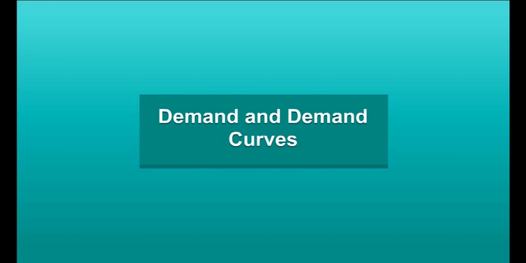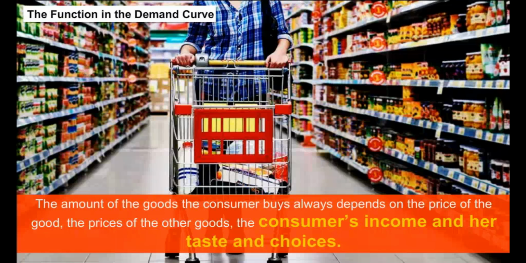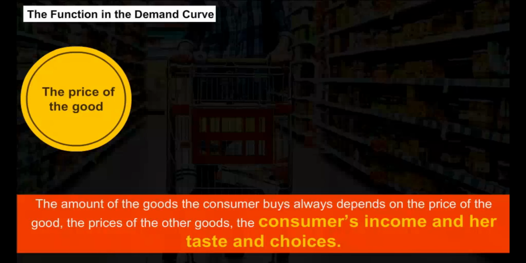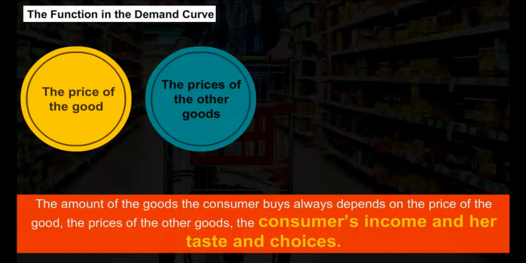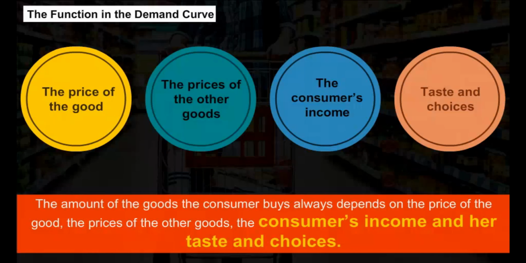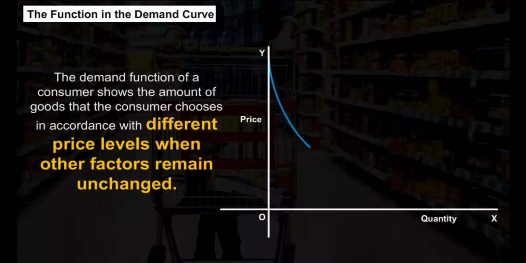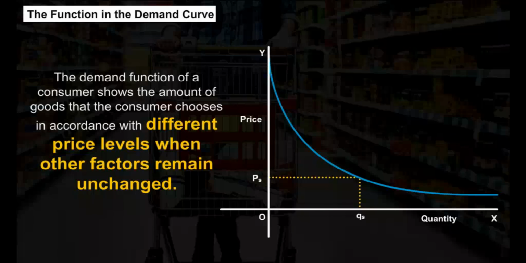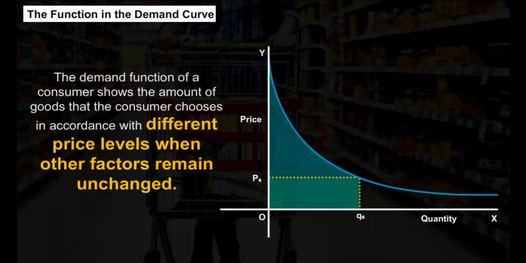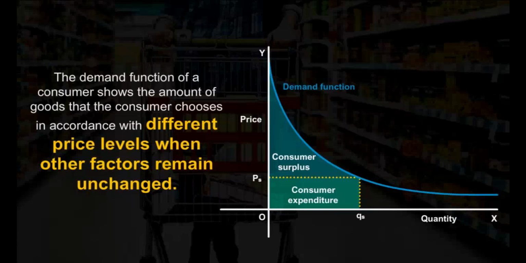Demand and demand curves. The function in the demand curve. The amount of the good the consumer buys always depends on the price of the good, the prices of the other goods, the consumer's income, and her tastes and choices. The demand function of a consumer shows the amount of goods that the consumer chooses in accordance with different price levels, when other factors remain unchanged.